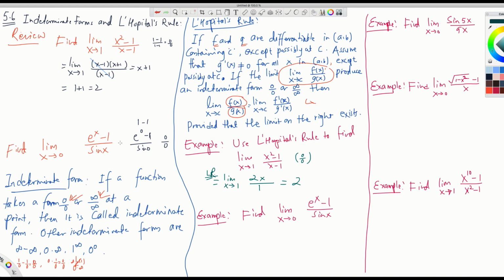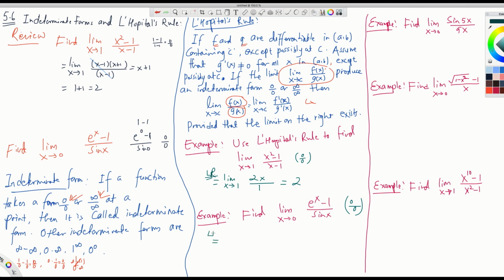Let us do the second example that we were not able to do before. When you plug in the limit here, you get e to the 0 minus 1. E to the 0 is 1, minus 1 is 0, over sine 0, which is 0. We got an indeterminate form, so we are okay to use L'Hopital's rule. Both the top function and the bottom function are differentiable everywhere, so you don't have to worry about the assumption there. Okay, so let's use L'Hopital's rule.